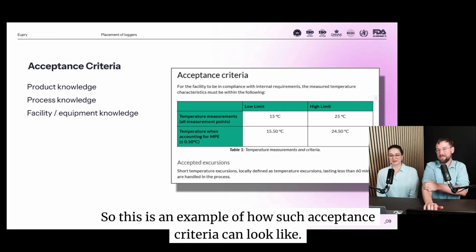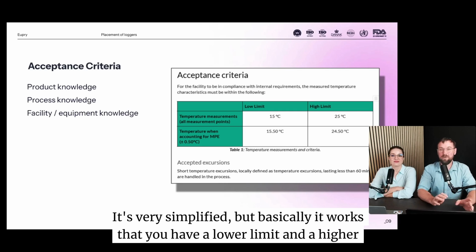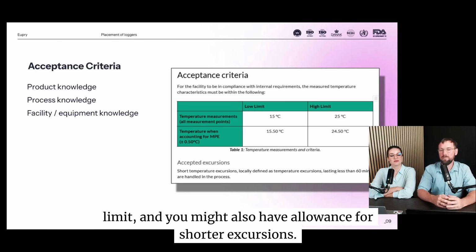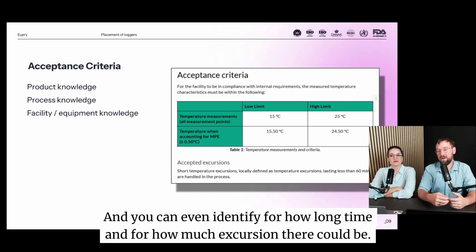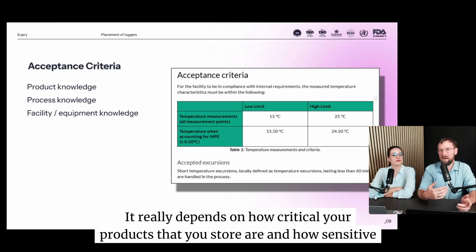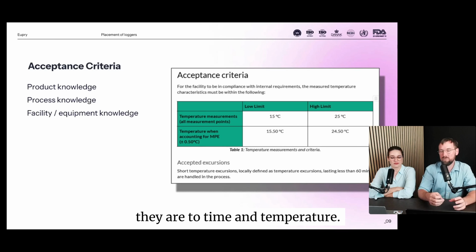So this is an example of what such acceptance criteria can look like. It's very simplified, but basically it works so that you have a lower limit and a higher limit, and you might also have allowance for shorter excursions, and you can even identify for how long and for how much excursion there could be. It really depends on how critical your stored products are and how sensitive they are to time and temperature.